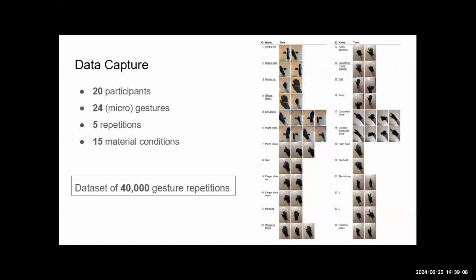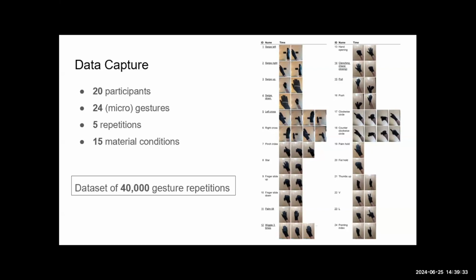Okay, hello. I'm going to briefly explain how we did the data capturing. To capture the data, we did it with 20 participants who all performed 24 gestures with 5 repetitions. These gestures are found in the literature, and they're called micro gestures as they're performed just with the hand, not with the whole arm.